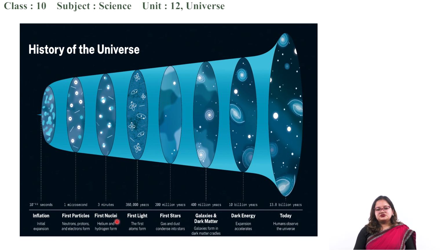Another important thing to remember here is after 3 minutes to 20 minutes of this Big Bang, lots of light elements like helium, hydrogen, and lithium were formed. Okay, so 3 to 20 minutes, lots of light elements, light nuclei started to form. Then we can see another gradual change: after 380,000 years, the first atom was formed.